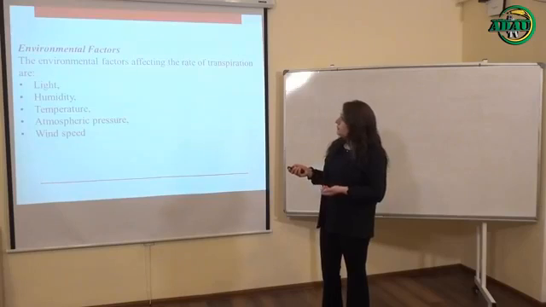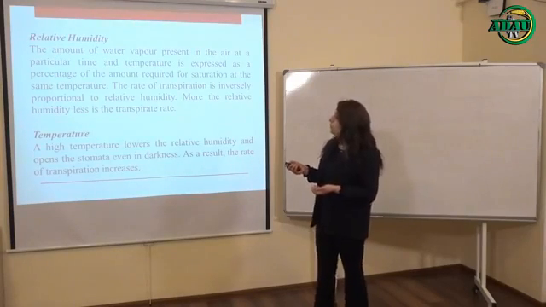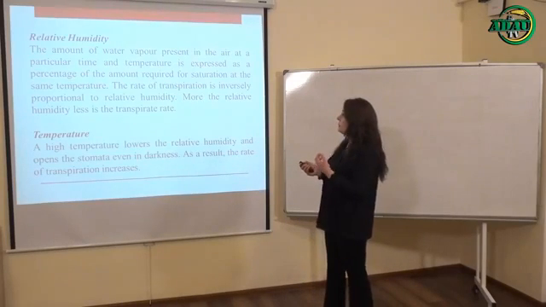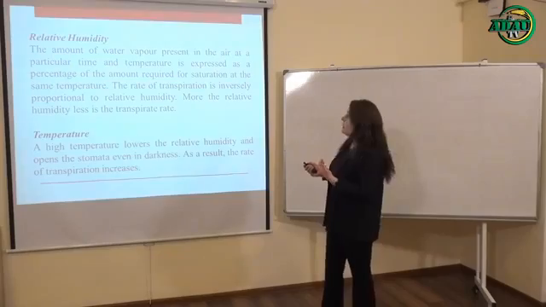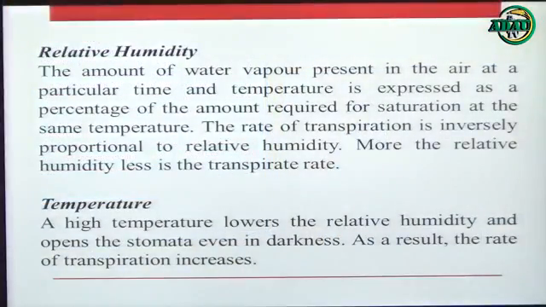And environmental factors which affect the rate of transpiration are light, humidity, temperature, atmospheric pressure, and wind speed. For example, relative humidity is the amount of water vapor present in the air at a particular time and temperature, expressed as a percentage of the amount required for saturation at the same temperature. The rate of transpiration is inversely proportional to relative humidity. The more the relative humidity, the less the transpiration rate.